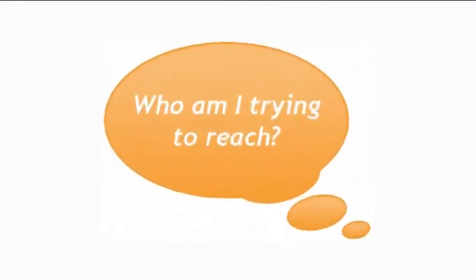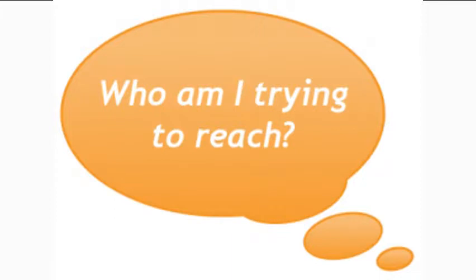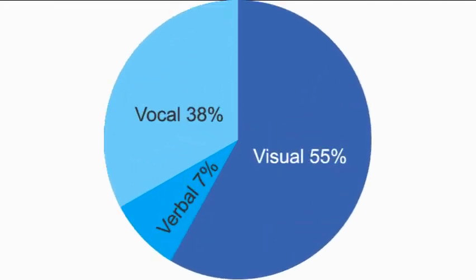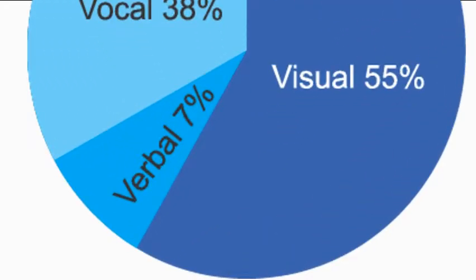You've got to ask yourself this question. Who am I trying to reach? Well, you're trying to reach someone that's just like you, right? A middle schooler. You should know them pretty well. Here's how communication basically works with humans. We communicate only about 7% verbally. That's the words we say.